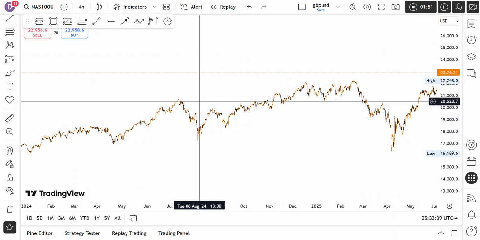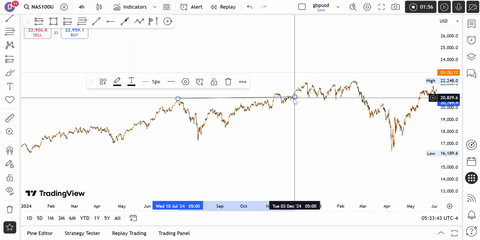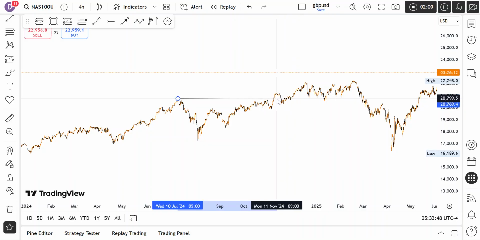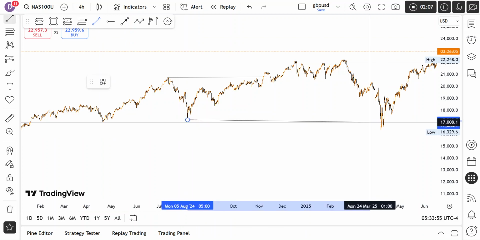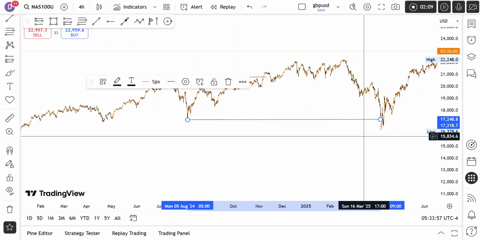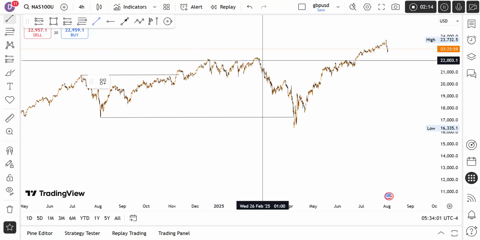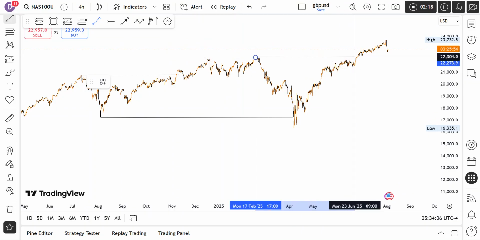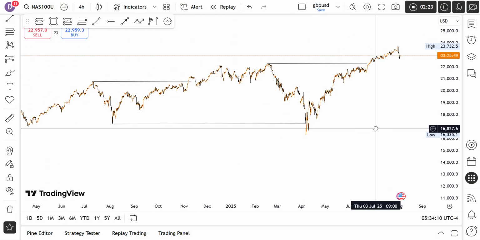Let me mark this one. This is the head. And then we have the downside here, like a sweep to this zone. And then we have a new high here that shows us we have an uptrend. All right, no problem.